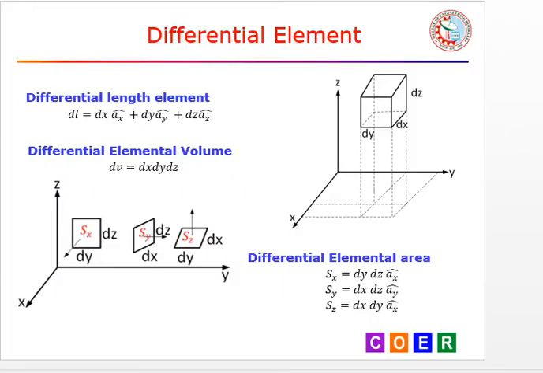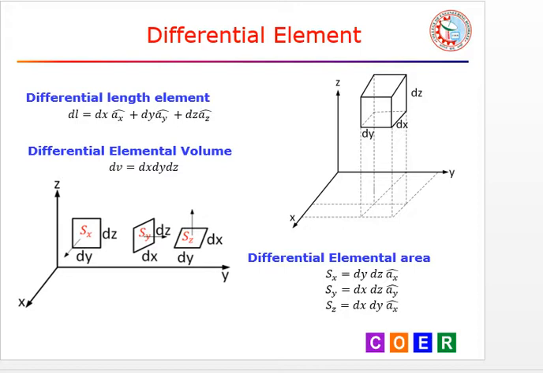Now we discuss the differential elements in the Cartesian coordinate system. To explain this, first of all, consider a point P whose coordinates are x, y, z in the rectangular coordinate system. Let us increase each coordinate by a differential amount. A new point P dash will be obtained having coordinates x plus dx, y plus dy, z plus dz.